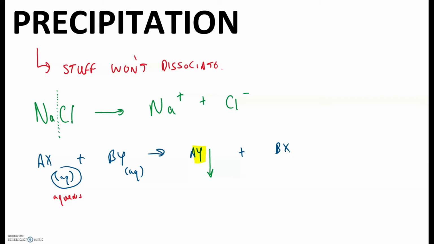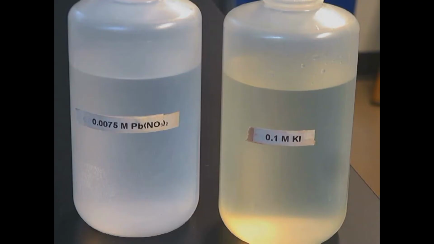This is one of my favorite reactions. So here we have two very ionic compounds. Remember, if you're in doubt if the compound is ionic, just say the name. Now, since you guys are all experts on calculating concentrations, you know what that capital M means. On the left, we have a 0.0075 molar solution of lead nitrate. On the right, we have a 0.1 molar solution of potassium iodide.